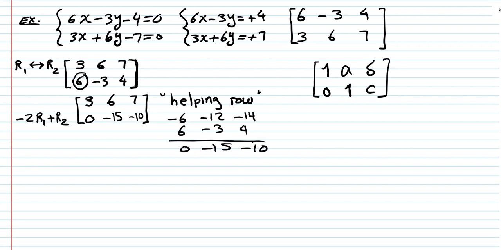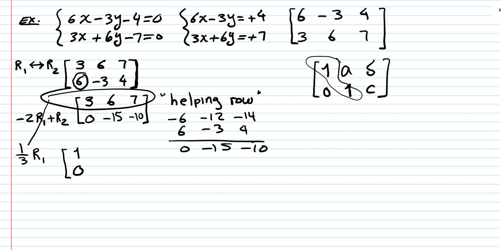So I want to actually create the ones here. So let's see how we're going to create the ones here. Well, first row, I'm going to multiply by 1/3, row 1. 1/3 times 3 is 1. So you multiply the entire row by 1/3. So 1/3 of 3 is 1, 1/3 of 6 is 2, 1/3 of 7 is 7/3. And there we have it.